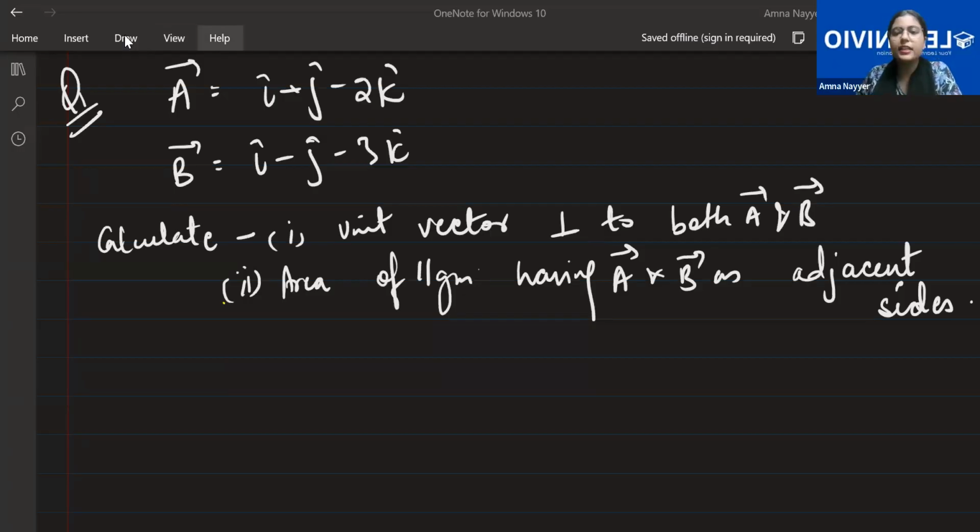Okay, class. So this says find a unit vector perpendicular to both A and B. If the question says perpendicular, you need to get the dot product. If the question says unit vector is parallel, then how will you calculate the cross product? Okay, now see, you have to get the unit vector which is perpendicular to both A and B. So how will we calculate?